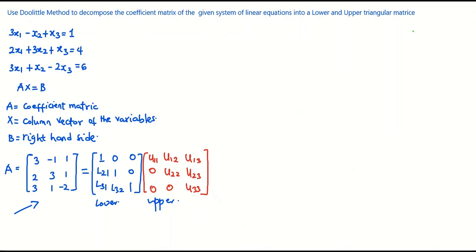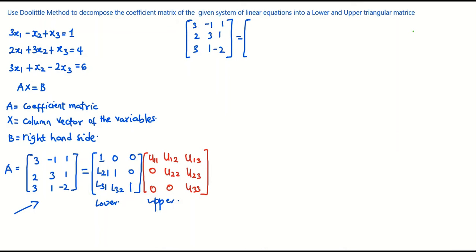So let's look at how you are going to do this. I will rewrite this again. We have matrix A to be 3, 3, minus 1, 1, and then we have 2, 3, 1, and then we have 3, 1, minus 2. That should be equal to the product of its lower triangular matrix and then upper triangular matrix.